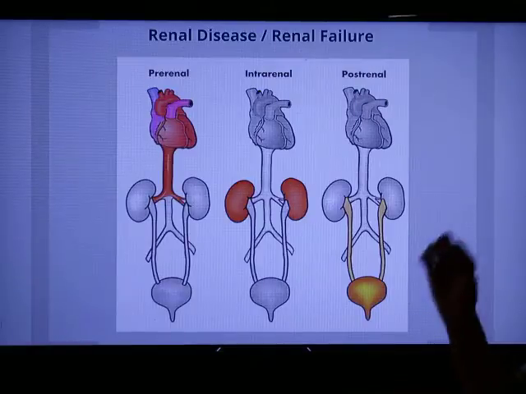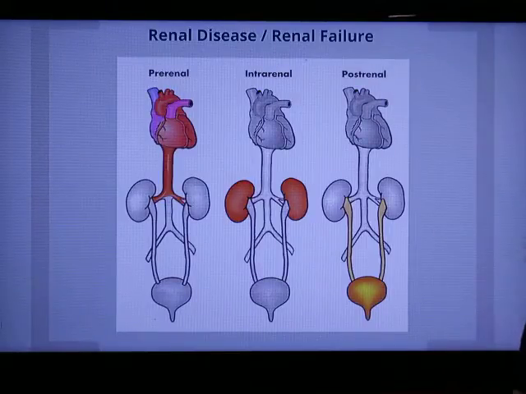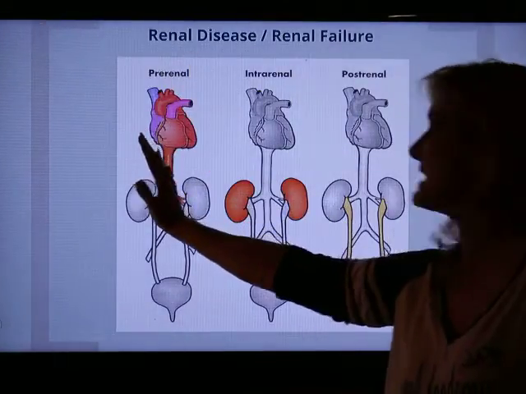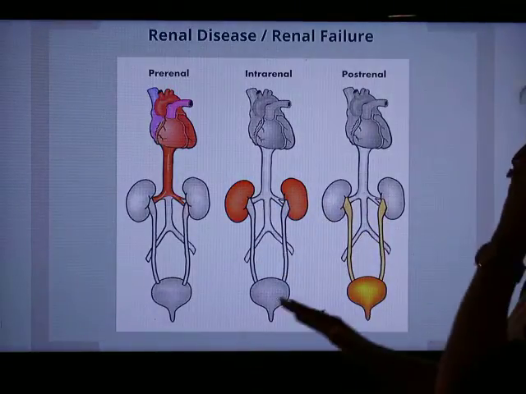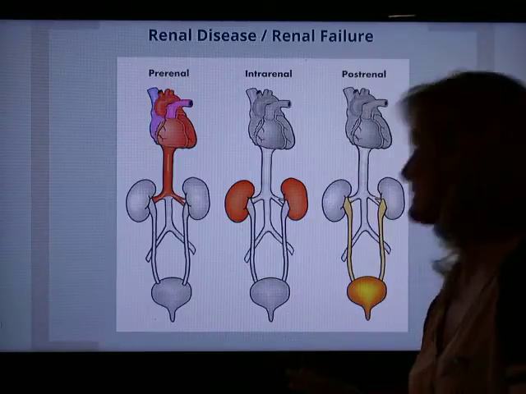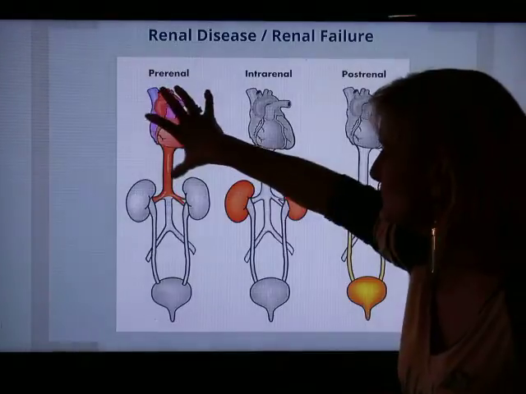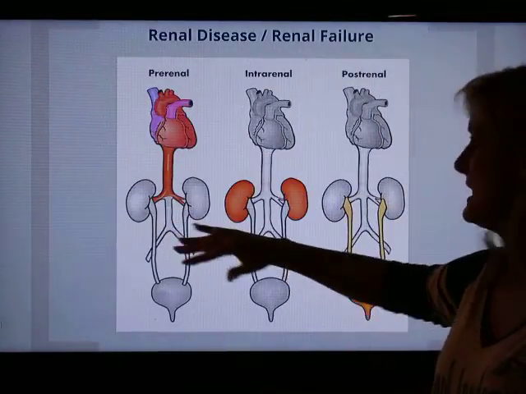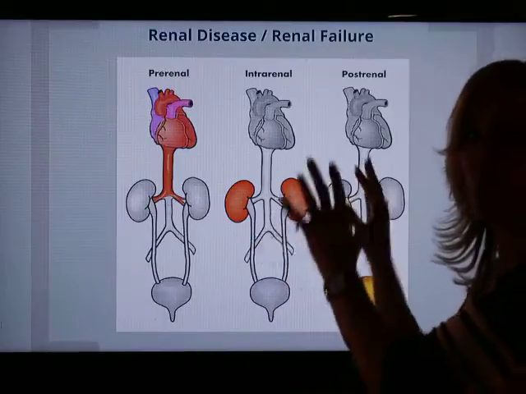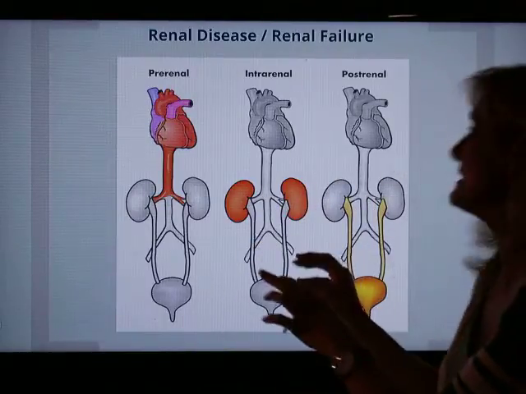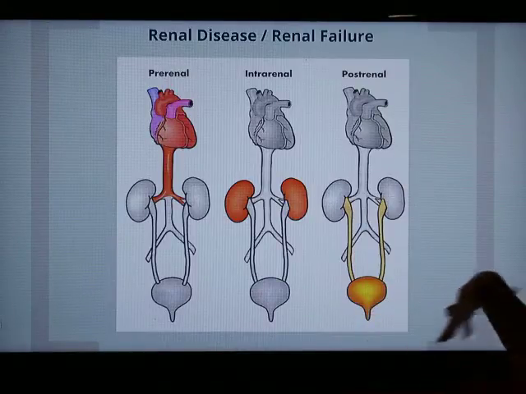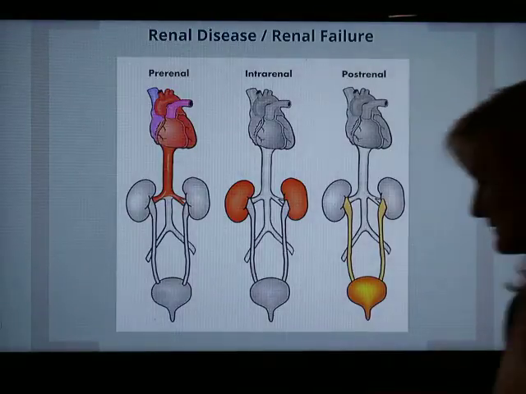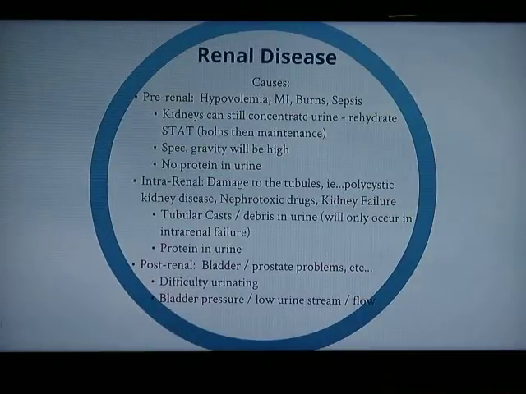Now, this is important. When your patient has renal disease, you have to know if it's a pre-renal cause, an intrarenal cause, or a post-renal cause. That's hugely, hugely important. So we're going to talk about that, but I want you to know this. A pre-renal problem is a problem before it gets to the kidneys. An intrarenal problem is something wrong with the kidneys. And post-renal is something wrong with the bladder or the ureters causing the kidney problems. That's really important for you to keep in mind as we go through the next part of this conversation.